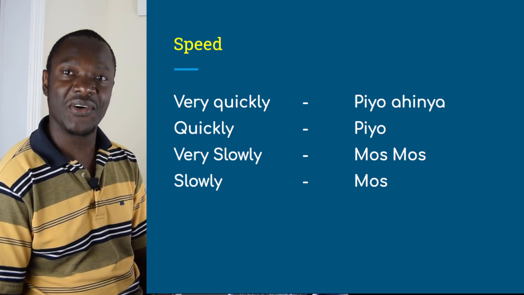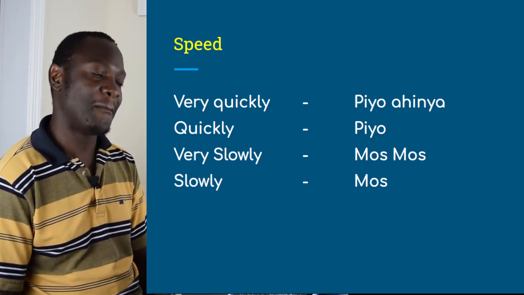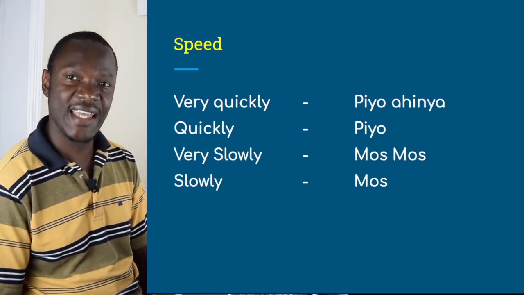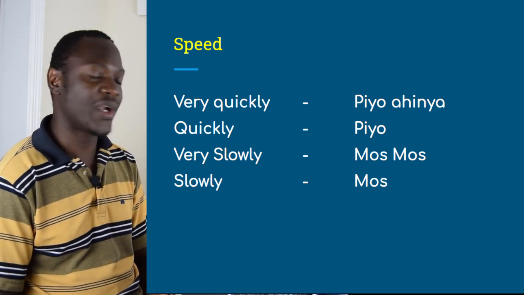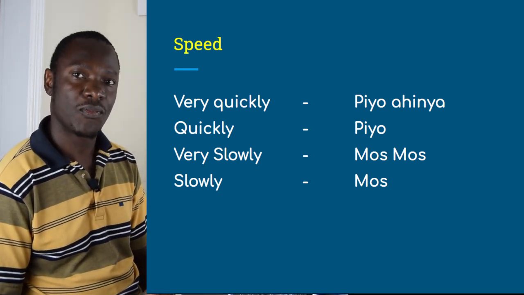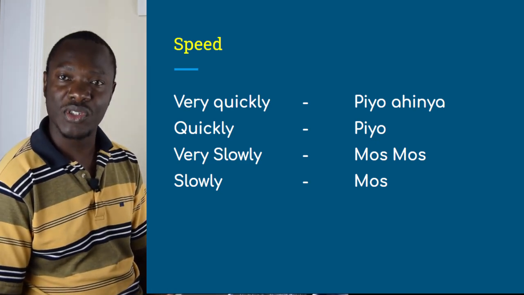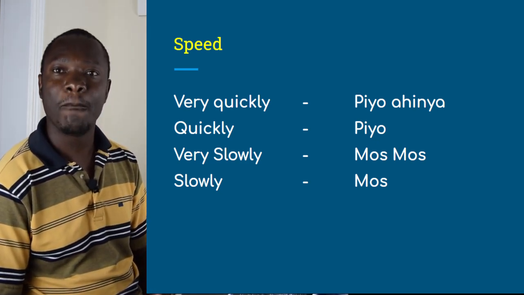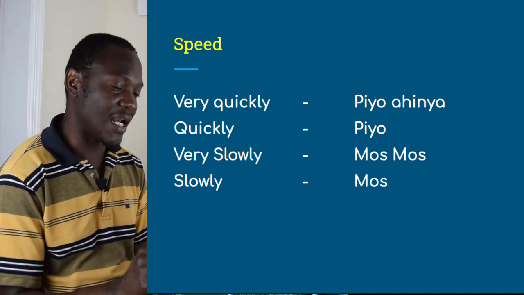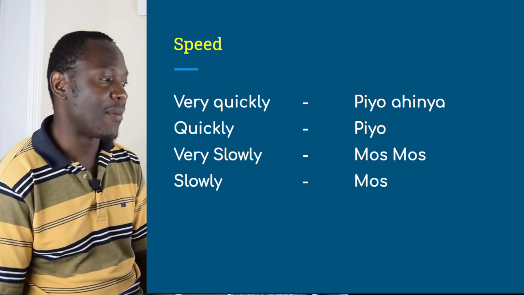Okay. Then let's talk about the speed, a little bit of speed. Very quickly, piyo ahinya. That is very quickly. Then quickly is pio. Very slowly, mos. Very slowly is mos. And slowly is mos.